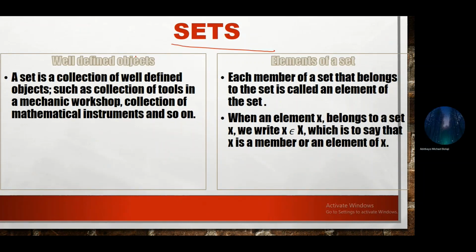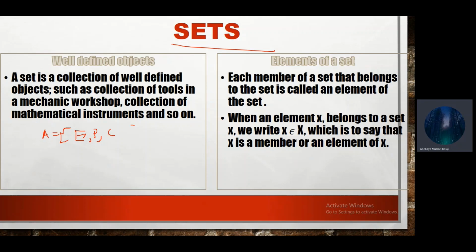Set: a well-defined object. A set is a collection of well-defined objects, such as a collection of tools in a mechanic workshop, a collection of mathematical instruments, and so on and so forth. Example: if I have A equals a collection of mathematical instruments, we have eraser, pencil, cleaner, and so on, then I close it. So this is an example of a set A, containing mathematical instruments.